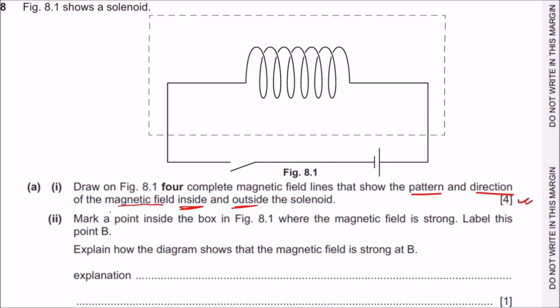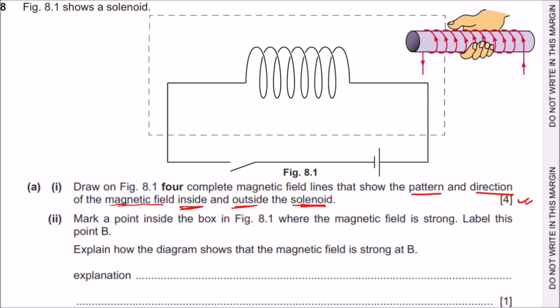Now, for us to draw the direction of the magnetic field lines, we need to identify the North Pole, because the direction of the magnetic field is defined by the North Pole. And since we're dealing with the magnetic field surrounding a solenoid, we need to recall the right-hand grip rule for solenoids. So let me quickly record it over here. The right-hand grip rule for solenoids says, when the right hand grips a solenoid in such a way that the 4 fingers curl in the direction of the current, then the thumb will point to the North Pole.